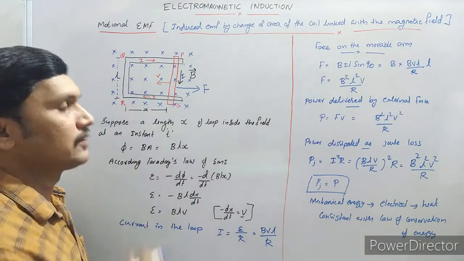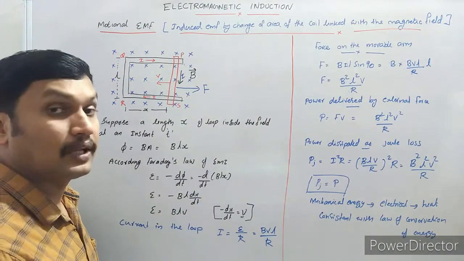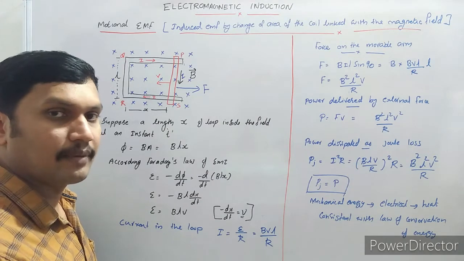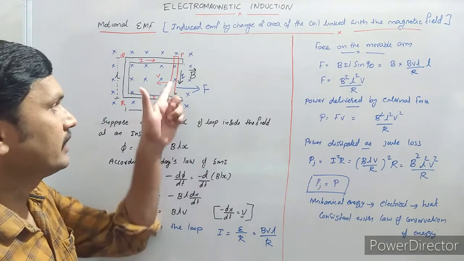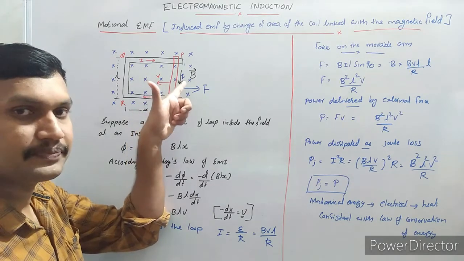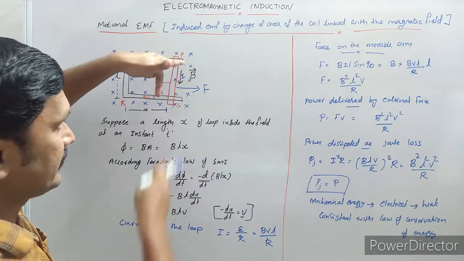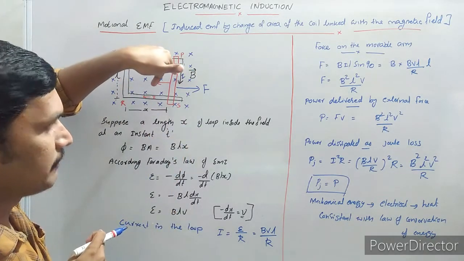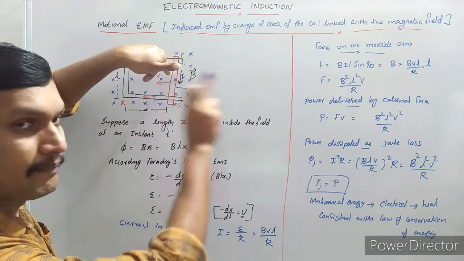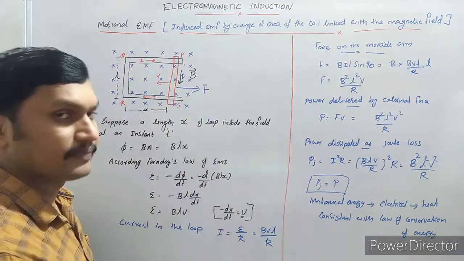Now what is the direction of that force? To find the direction of that force, we have to use Fleming's left hand rule. So remember, once you are applying Fleming's left hand rule, first the forefinger in the direction of magnetic field, then the middle finger in the direction of current. So in this situation, current is in downward direction and magnetic field is perpendicular to this plane, and so the thumb is towards the right side. So this is the direction of force.